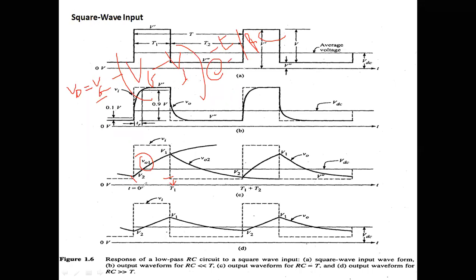What will be the initial voltage? For finding this VO1, the initial voltage is V2 and the final voltage is V dash. And for this portion, VO2, the capacitor is initially at V1, and finally it may reach V double dash. The final voltage is V double dash. It may reach V double dash, not V2.